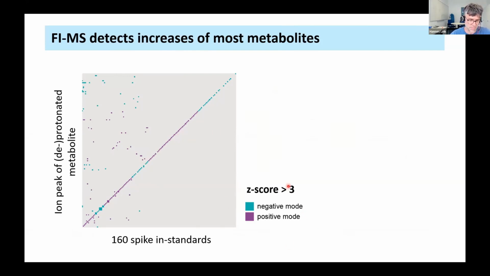And how you can read these matrices: in the columns, you have the 160 spike-in standards, and in the rows, these are the ion peaks of the deprotonated or the protonated metabolite. So let's look at this. Let's say in this row, we have the peak that was annotated, or that matches the mass of ATP. It's just an example that we've seen before.